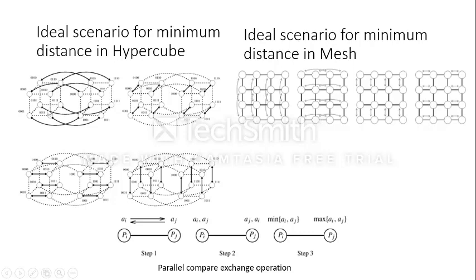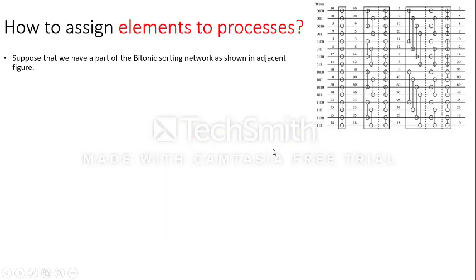So we can access the minimum value, so that we can have a minimum distance of 1 in the hypercube, but with respect to the mesh, it is not possible. Hence we must be careful in assigning the processes to the interconnection networks, such that the time will remain minimum to transfer the data from the process running on one node towards the other process. So now the question is how to assign the elements to processes, that I shall discuss in the next video.